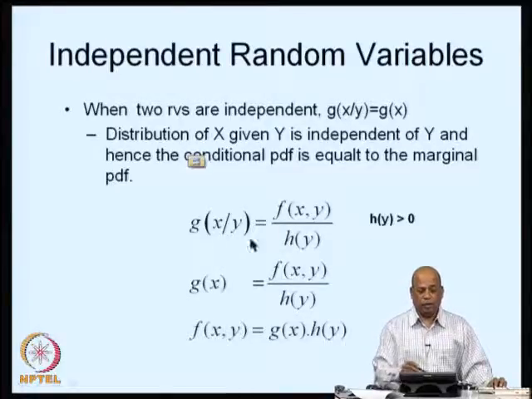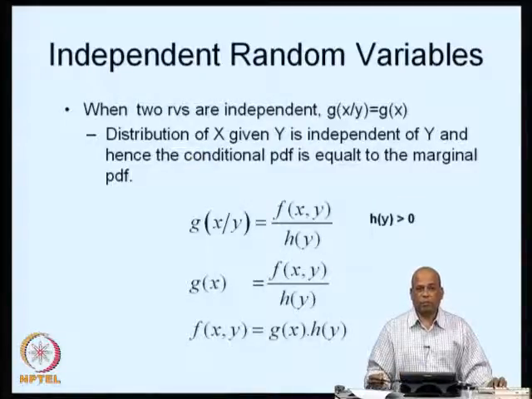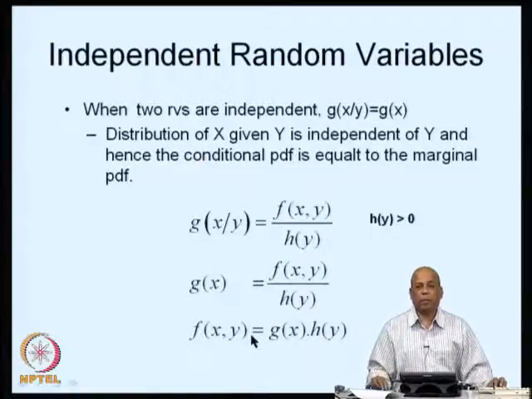And from the definition of the conditional density, recall that g of x given y is given by the joint density f of x comma y divided by the marginal density h of y, for h of y strictly positive. Now, because the two random variables are independent, g of x given y will be the same as g of x, and therefore, we write g of x is equal to f of x comma y, which is a joint density function, divided by the marginal density of y, and from this we write f of x comma y will be equal to g of x into h of y.